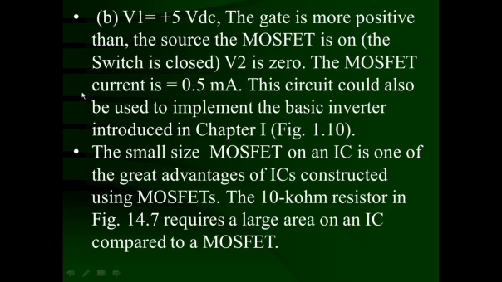This circuit could be used to implement the basic inverter introduced in chapter 1. The small size of the MOSFET on the IC is one of the greatest advantages of ICs constructed using MOSFET. The 10 kilo ohm resistance in figure 14.7 requires a large area on an IC compared to the MOSFET.